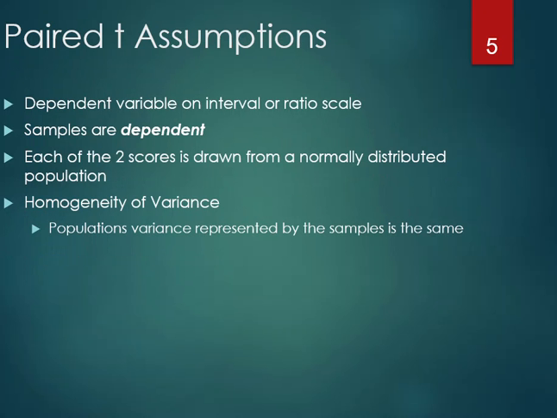Paired t-test, the dependent variable is also on an interval or ratio scale. Samples are dependent, meaning that if you're in one group, you're in the other group. We talked about this before and how that helps us keep internal validity high and reduce individual differences. Each of the two scores is drawn from a normally distributed population. Homogeneity of variance, again.